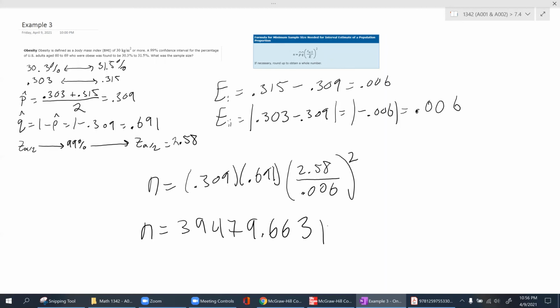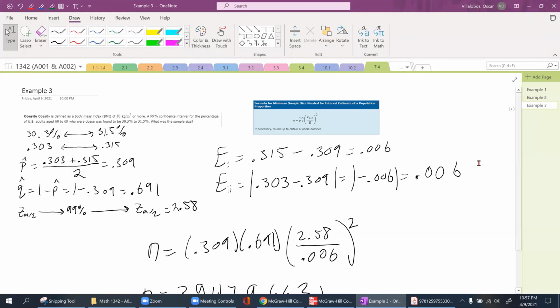Because you can't have 0.6 of a person in a study. So in other words, I'm rounding up to the nearest whole number. So this here is going to be 39,480. That is my sample size, 39,480. Next example. Oh, that's it. This is all I have for 7.4.